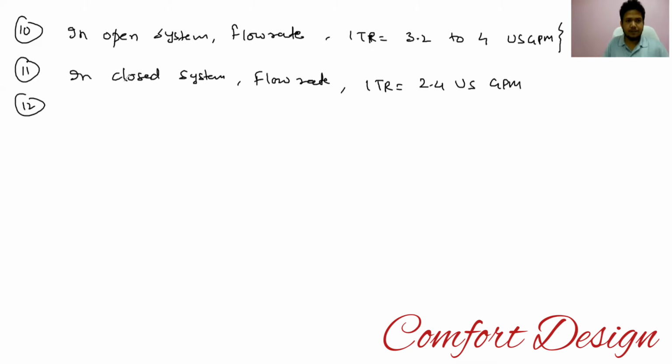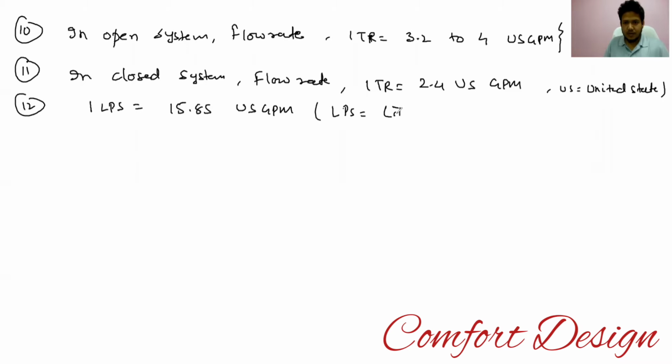Twelfth number, 1 LPS is 15.85 US GPM. US is United States. LPS is liter per second.